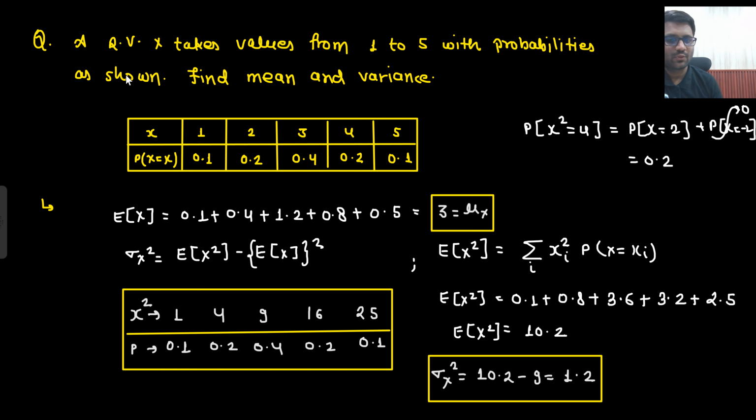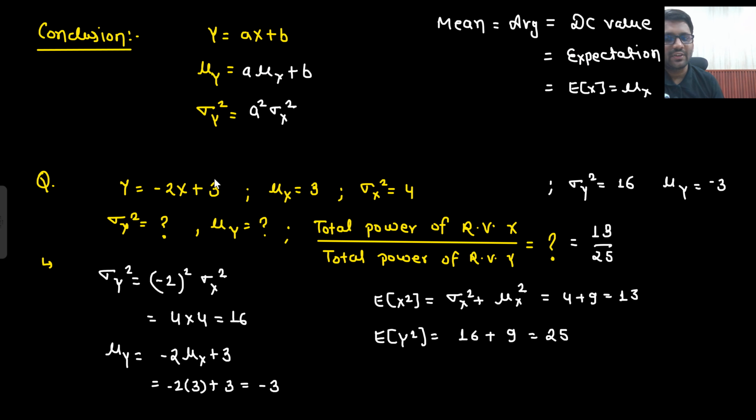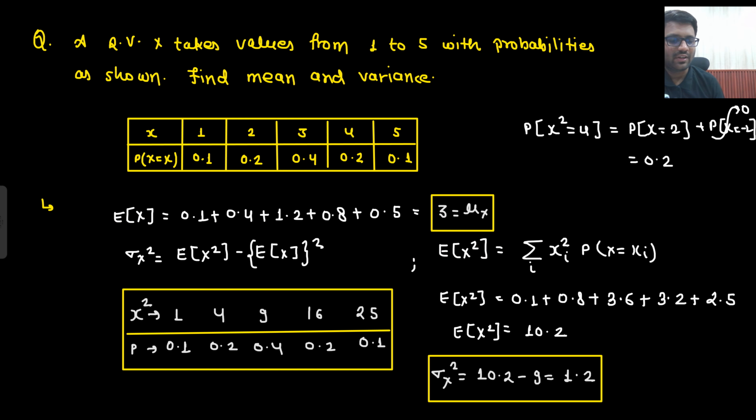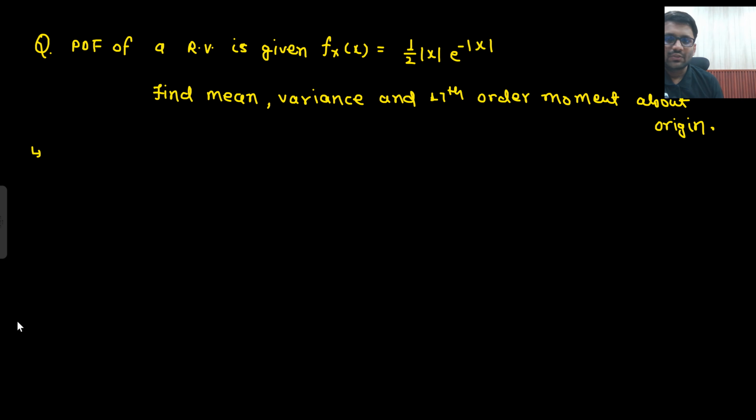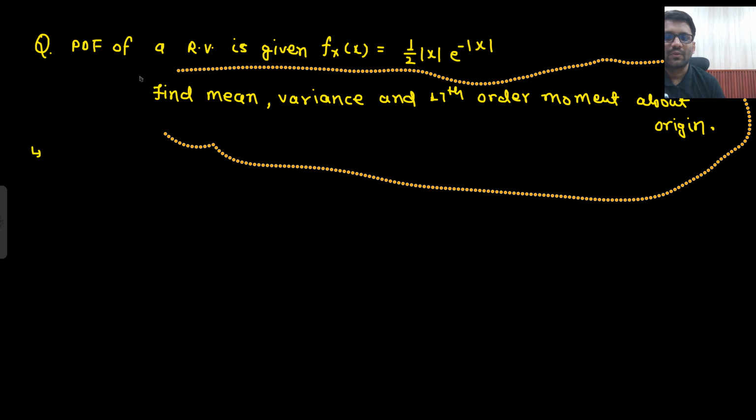So this is how you can calculate. Very easy. In case of PMF also it is very easy. In case of PDF as well it is very easy. Everything is very easy here. Next question, PDF is given: 1 by 2 mod of x e to the power minus mod of x. You need to find the mean, variance and 17th order moment about origin. Okay, all these things you need to find out.